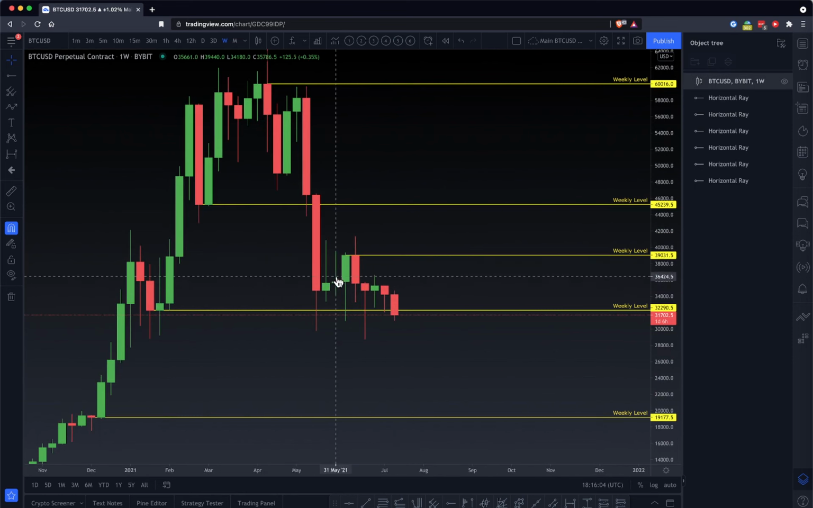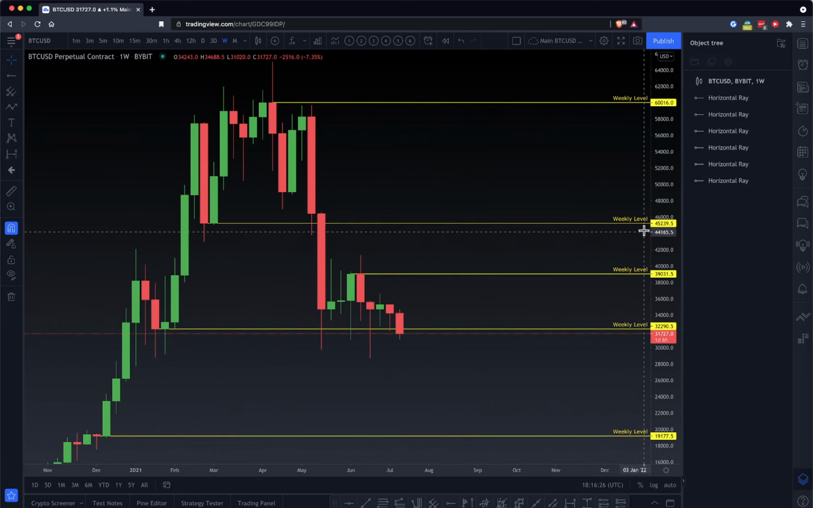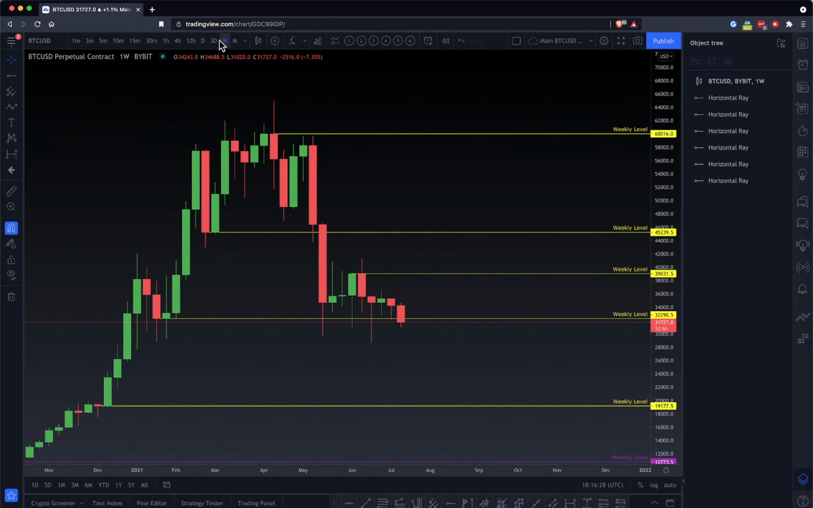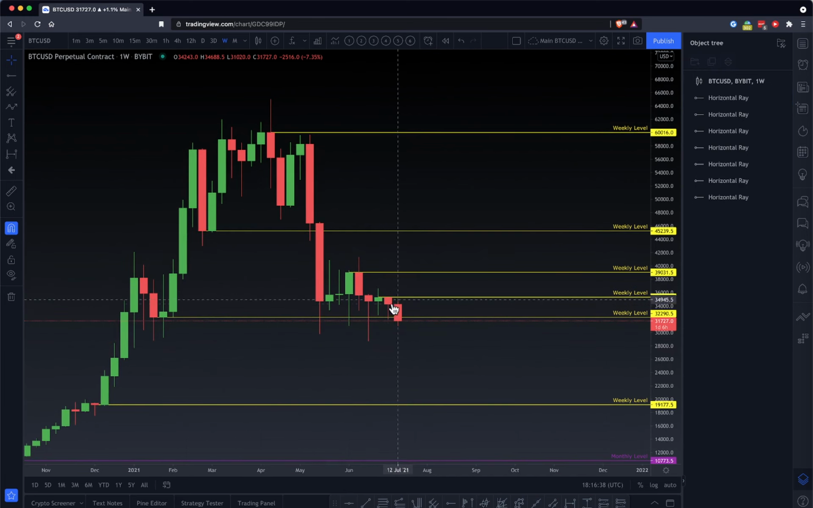Zoom in. Here we had a weekly support for 2 weeks, and we broke it down, and we are even below this other weekly level. So locally here, it doesn't look that good for the bulls. So let's mark this resistance. We have a couple of weekly resistances.